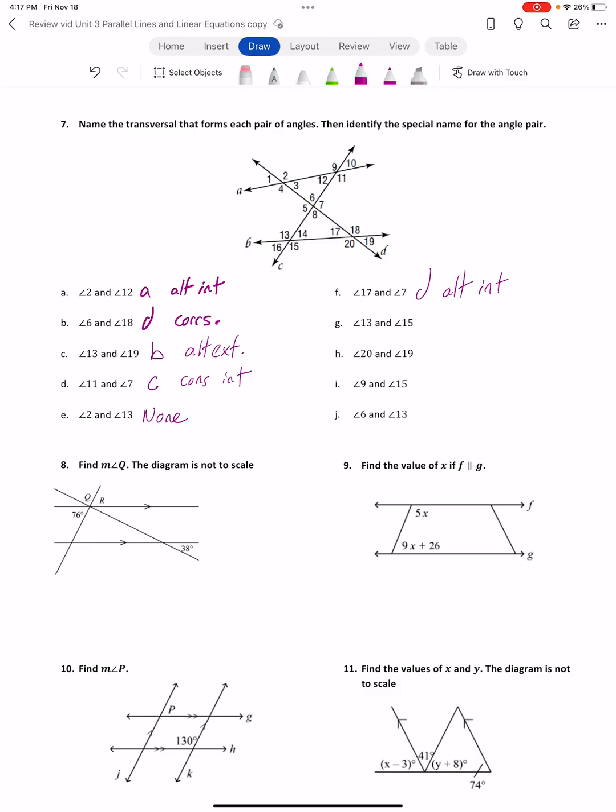13 and 15, no transversal, so none for the transversal, but they are vertical angles. 20 and 19, there's no transversal, but they are a linear pair. 9 and 15, there's your transversal, so that's going to be C, and they are alternate exterior. 6 and 13. Transversal is C, and they are corresponding.